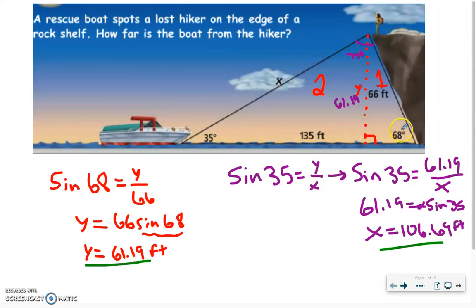Yes, because the 68-degree angle is bigger than 35. And should x be smaller than 135? And that answer is yes as well, because you have a 77-degree angle. So the larger the angle, the larger the side.